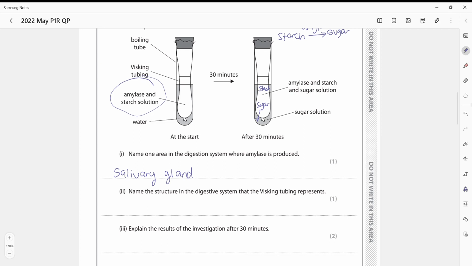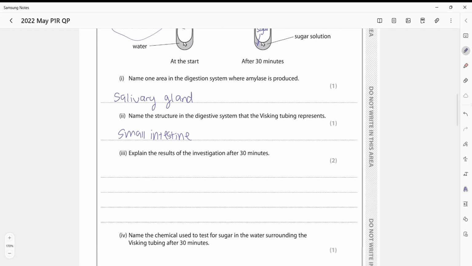Okay, name the structure in the digestive system that the Visking tubing represents. So amylase breaks down starch to simple sugars in the small intestine. So that's where it takes place. Small intestine.